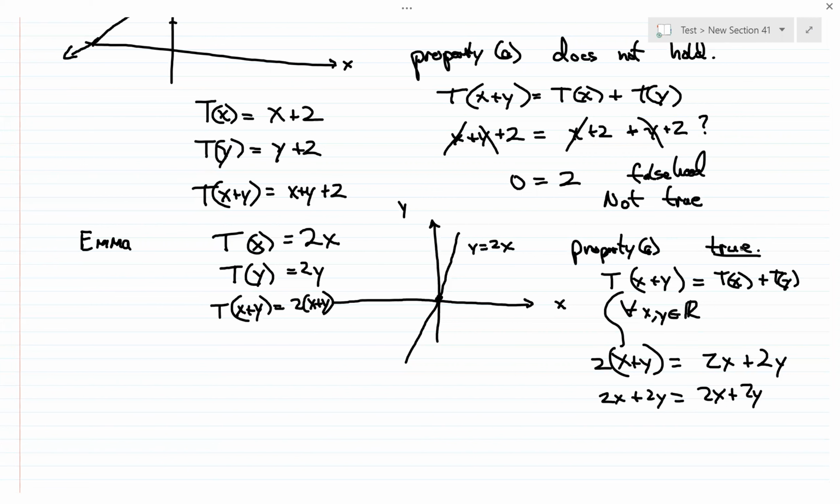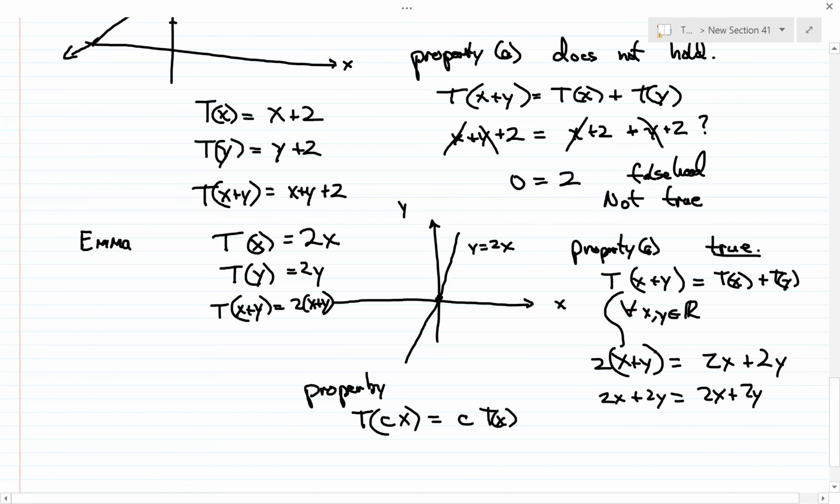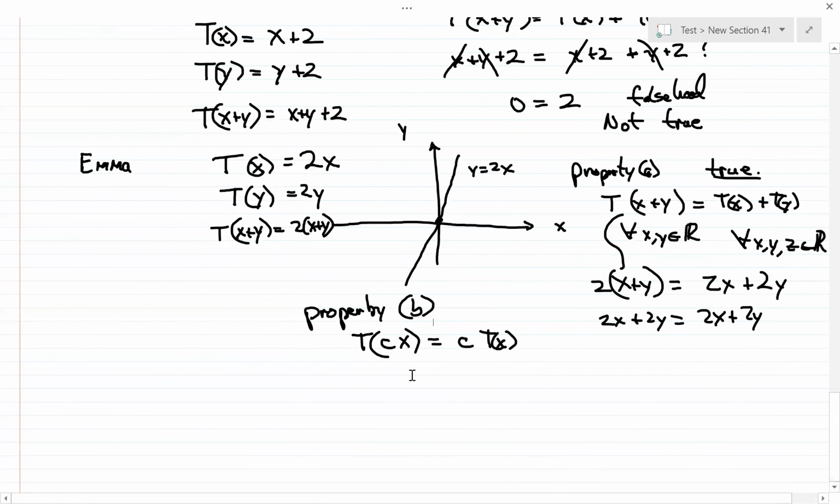Okay, but that's just property A. What's property B? Property B was T of cx had to be what? cT of x. And by the way, this had to hold for all x, y, and z in R. And it does because the distributive property holds for all real numbers, right? So the second property, property B, would be this guy. And, well, I guess the one that Emma gave us first, T of x is 2x.